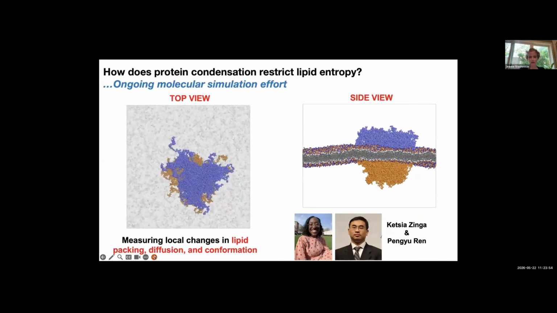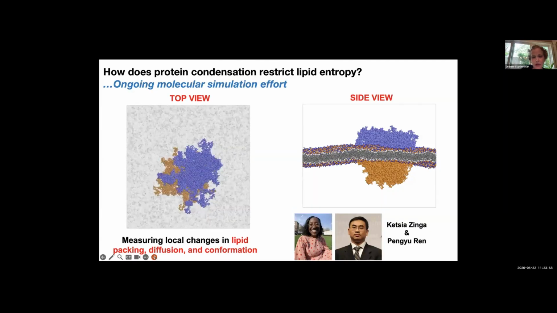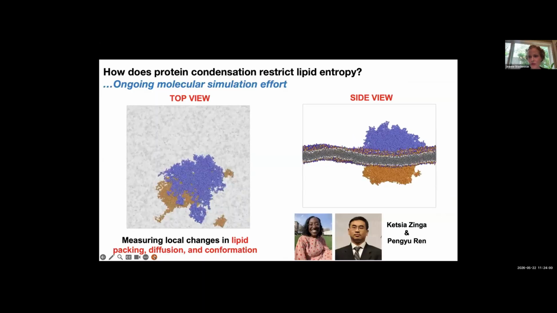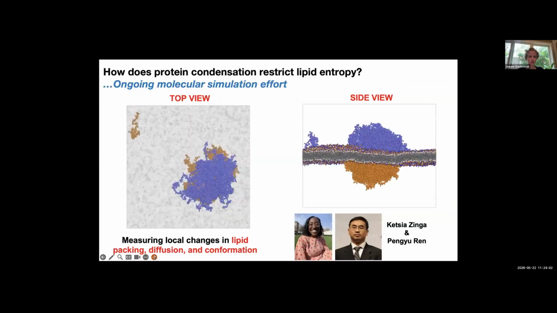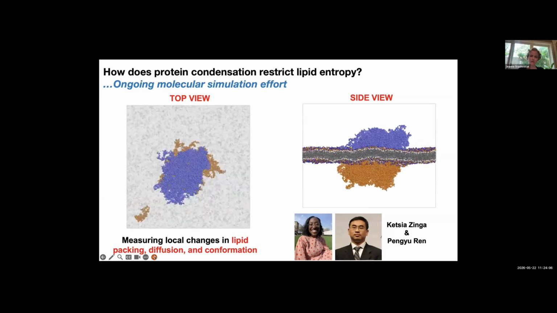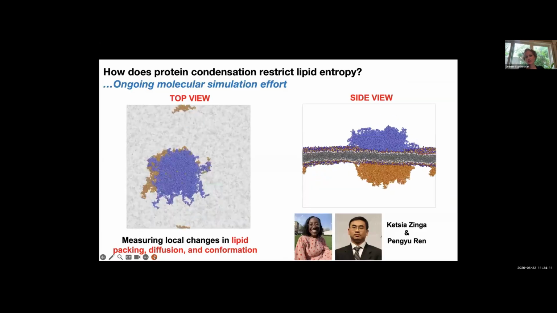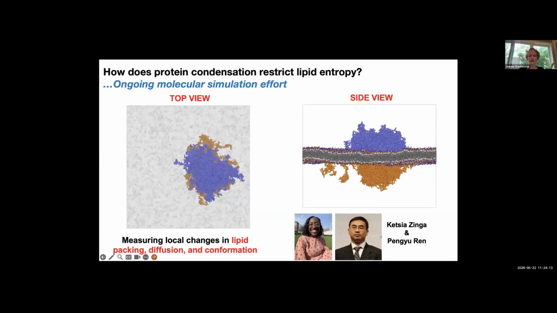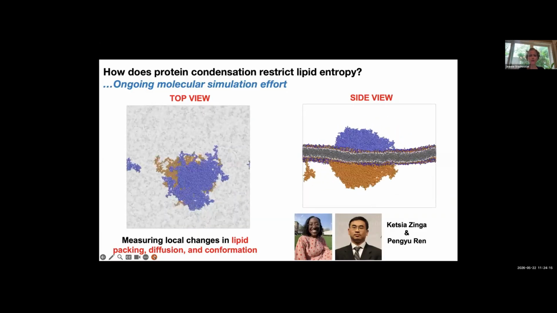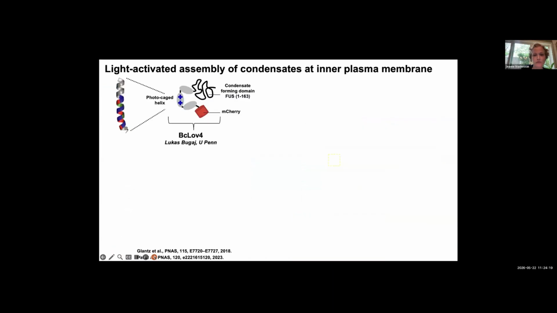Recently, our collaborators, Pengyu Ren and our joint student Ketsia Zinga, have been able to observe this coupling in simulations. So they do coarse grain Martini 3 MD, and you can see that if they form condensates, these condensates will couple and remain coupled over time. So they're using these simulation trajectories now to try to figure out what are the exact mechanisms of lipid packing or diffusional changes that could be responsible for this coupling.